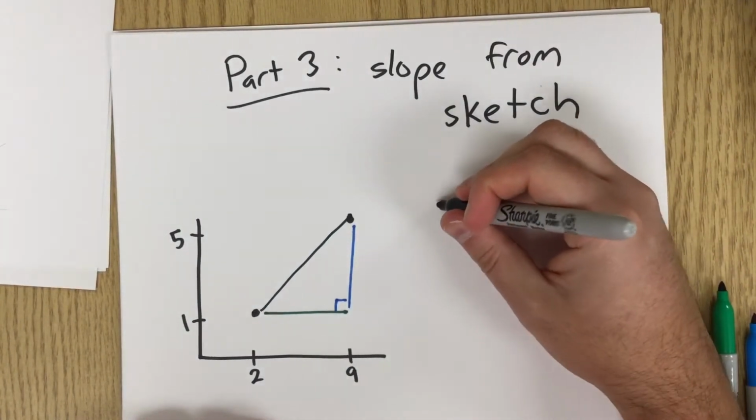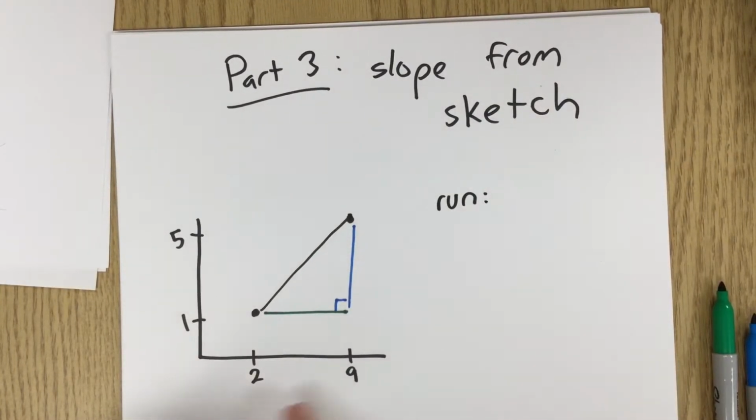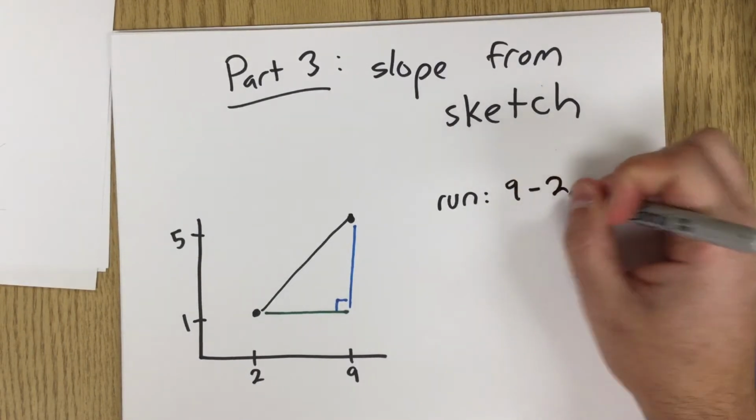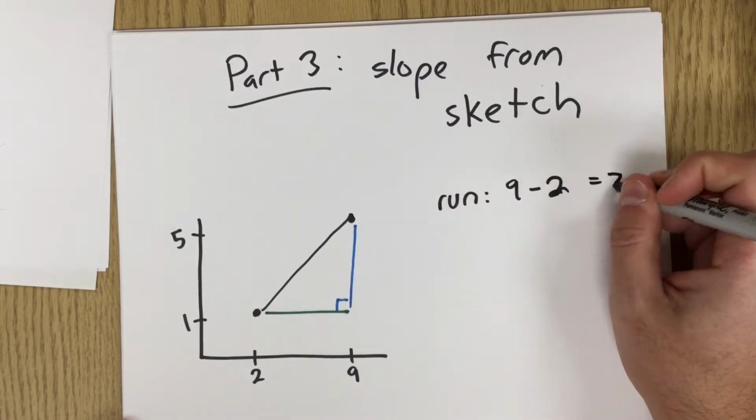Let's do the run first, actually. So the run, we started at 2 and we went to 9. So we ran for 7. And if you could see that at 7, that's great. If you can't see it at 7, the mathematical way to do it would be to subtract the numbers. So we ended up at 9. We started at 2. So the run is 7.